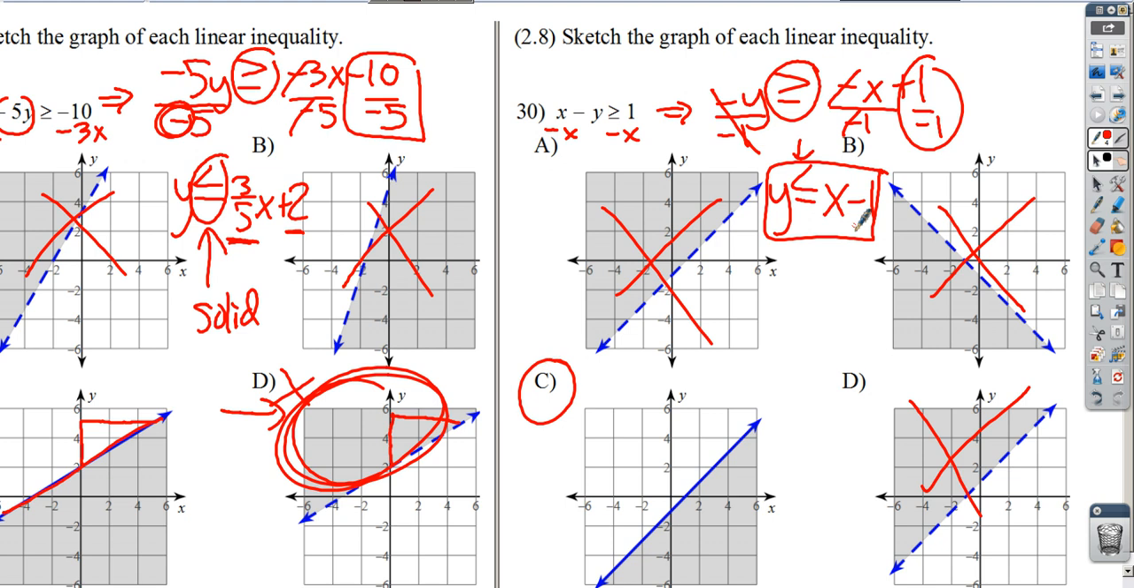Now let's verify. This has a y-intercept of negative 1, which is right here. The slope is actually 1. It's 1 over 1. So go up 1 over 1. Solid line, and this means y is less than, so that means shade below. So you can see that right there.